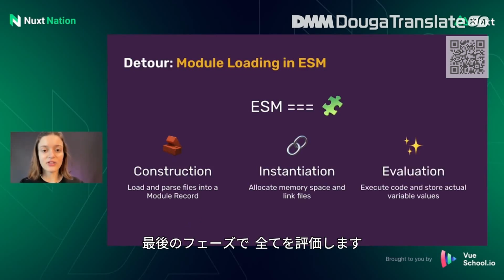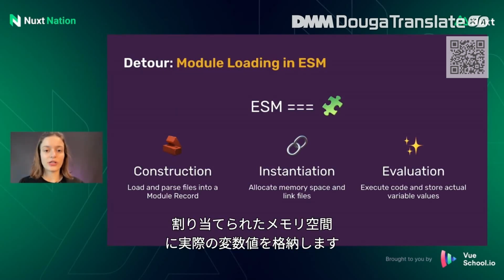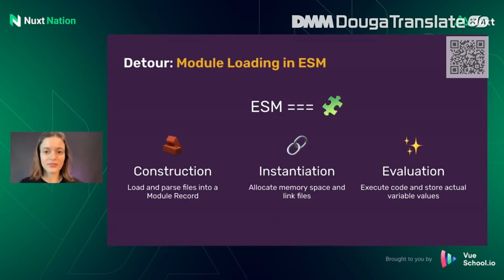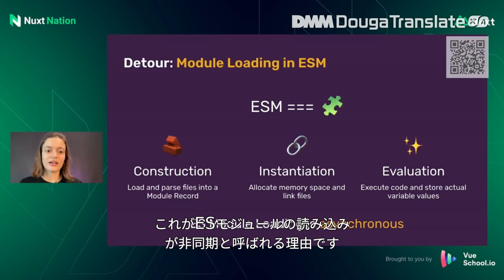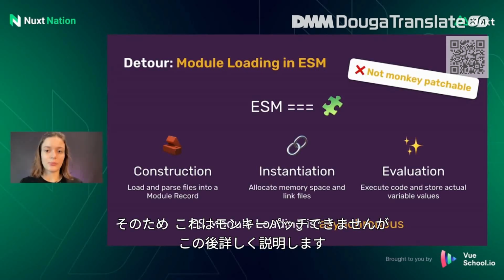And in the last phase, we're going to evaluate everything. So that's executing the code and storing the actual variable values into the allocated memory space. And this is also the reason why ES module loading is called asynchronous, because it happens in those 3 steps. So this is not monkey patchable, but we'll continue on this later.